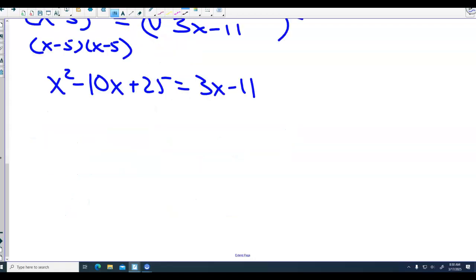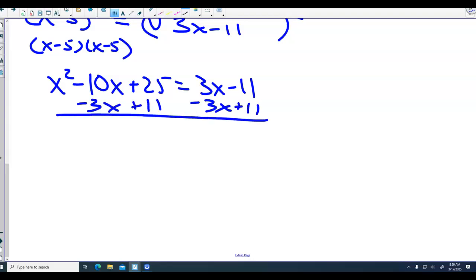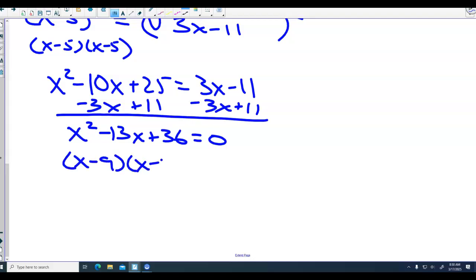And now we're going to move everything over. We're going to subtract 3x. We're going to add 11. And it's x squared minus 13x plus 36 equals 0. And we factor x minus 9, x minus 4. So my answers are 9 and 4.